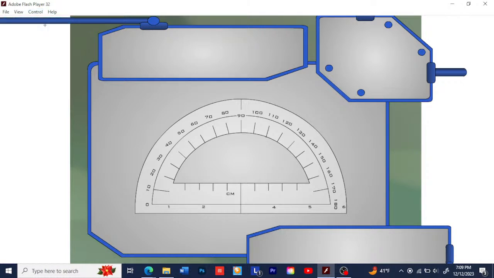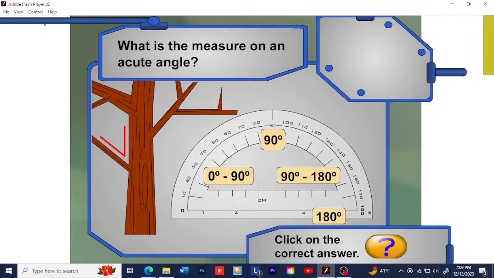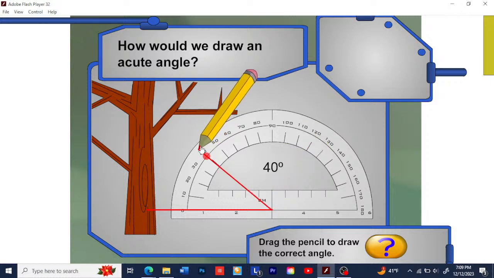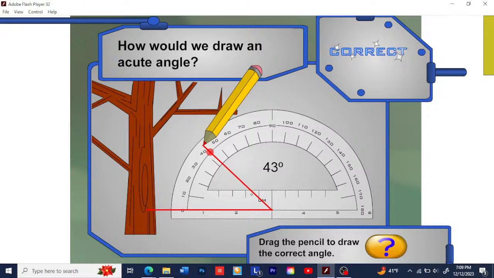Let's check these angles out. Okay, look at this first branch. I think the first angle is an acute angle. What is the measure on an acute angle? Right. An acute angle measures between 0 and 90 degrees. Now, how would we draw an acute angle?